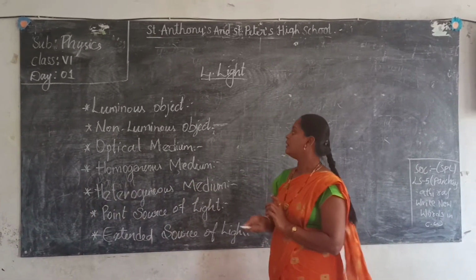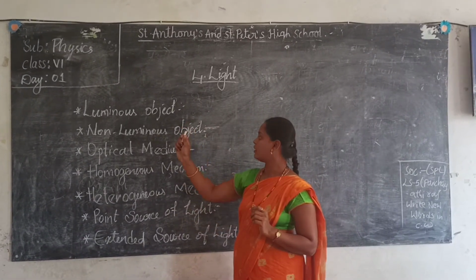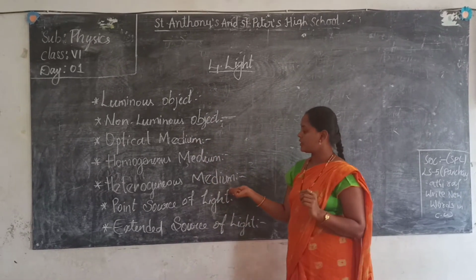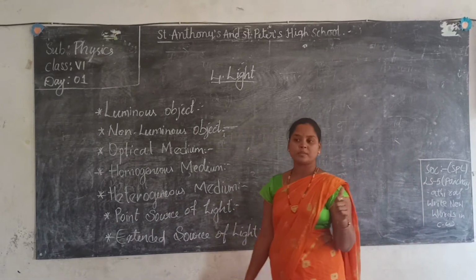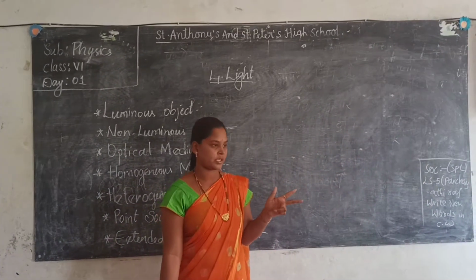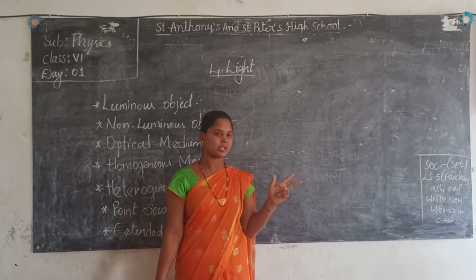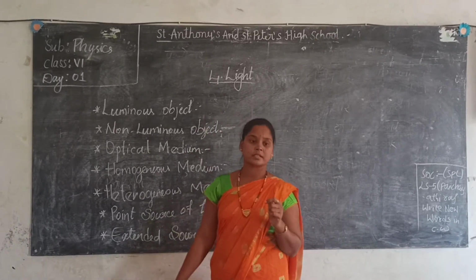Okay. So here, these are some of the topics we are going to learn. Luminous object, non-luminous object, optical medium, homogeneous medium, heterogeneous medium, point source of light, extended source of light, transparent objects, translucent object, opaque object. Do you know this? Transparent, translucent, opaque. Okay. So here first, what are luminous objects?